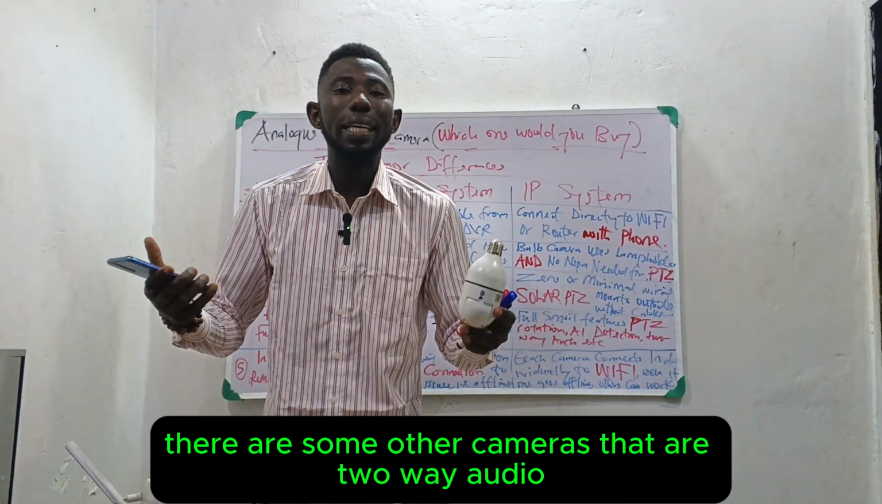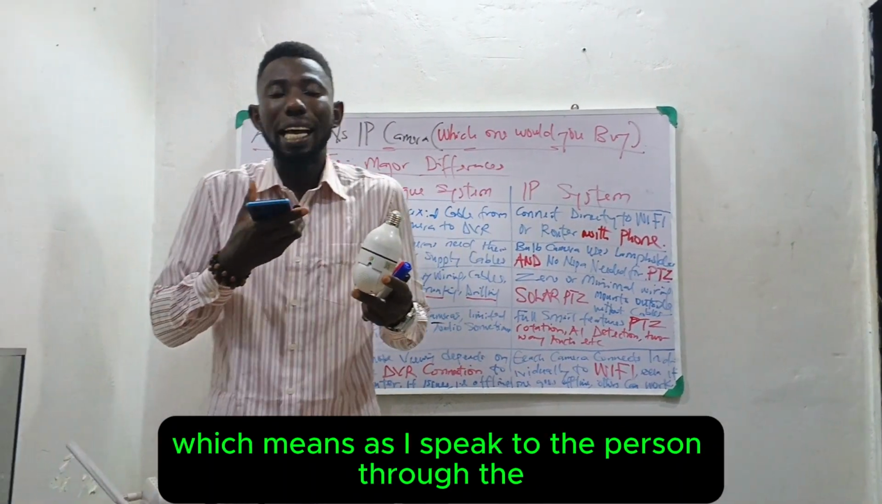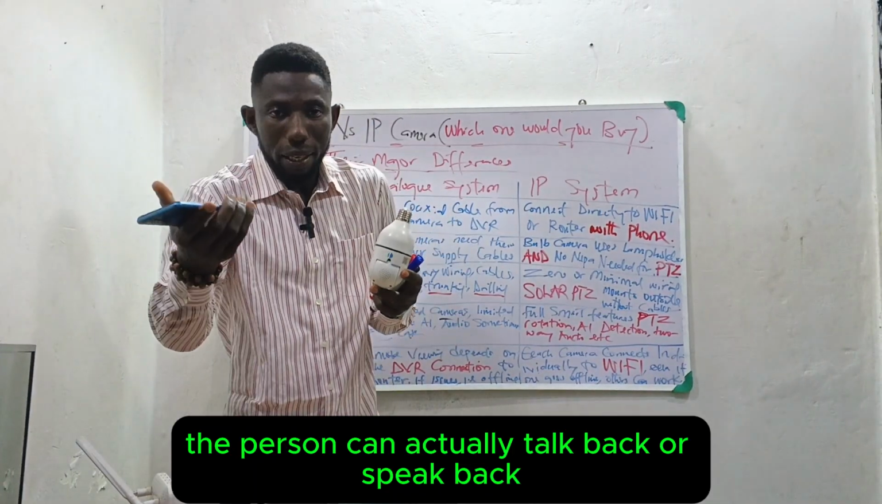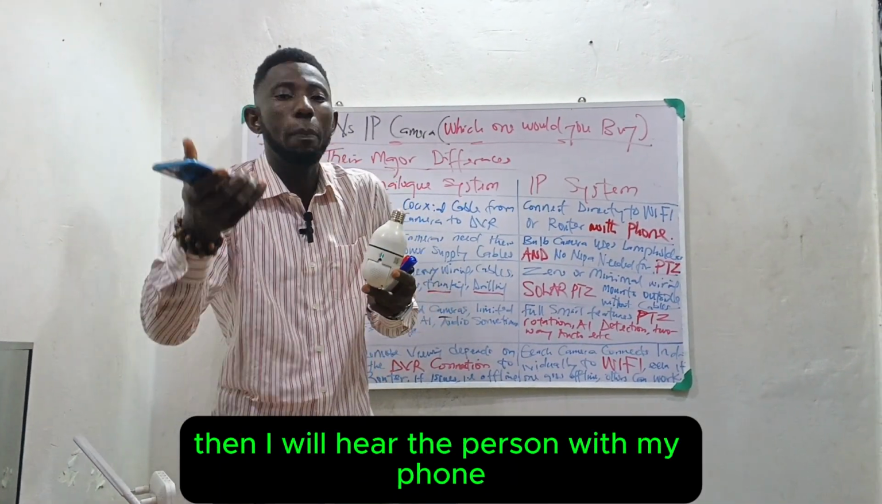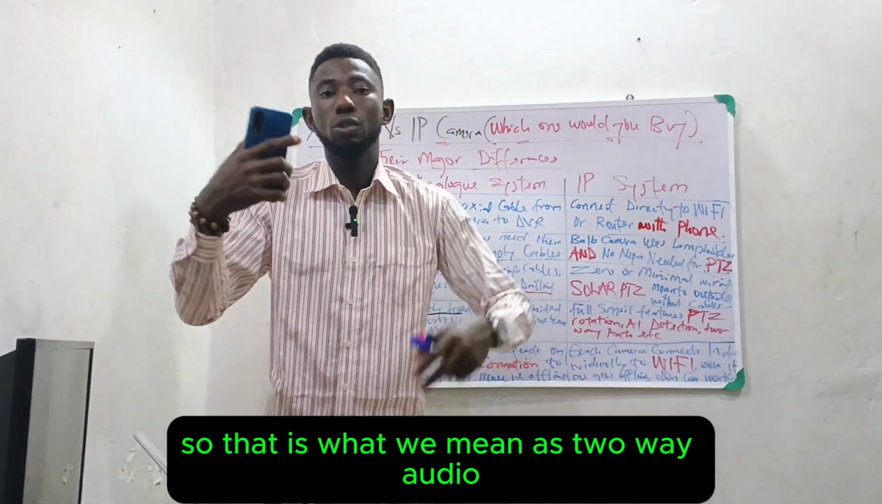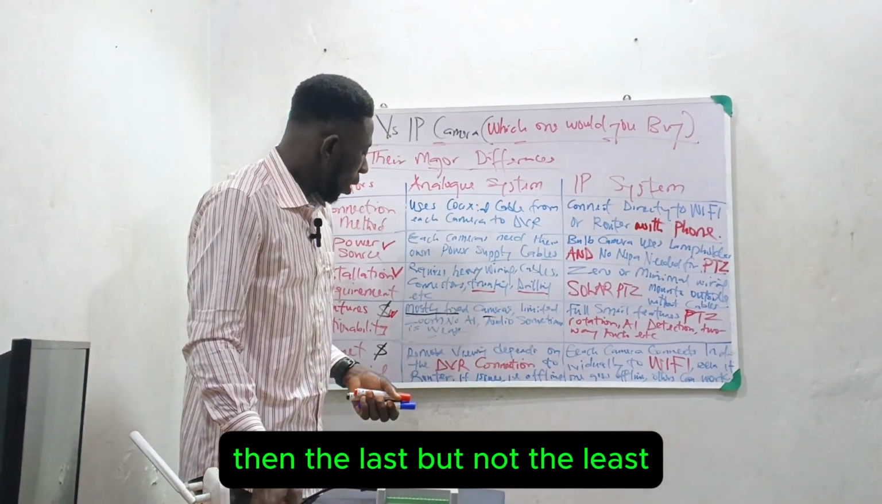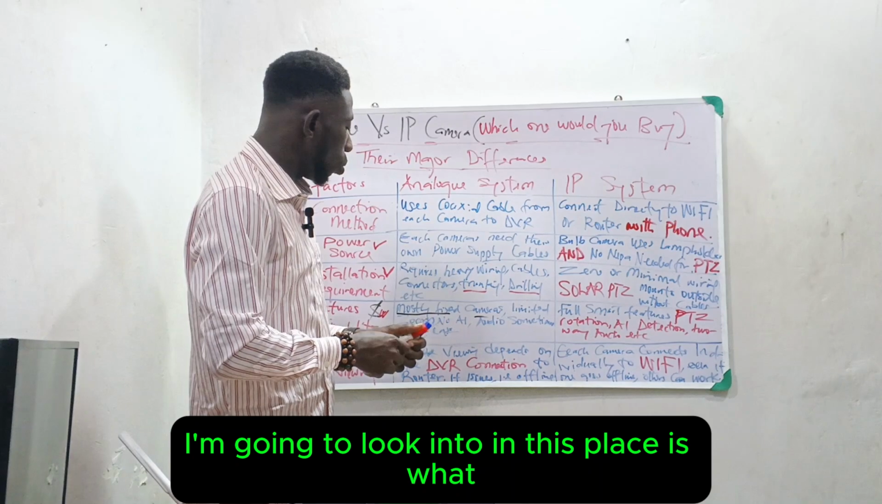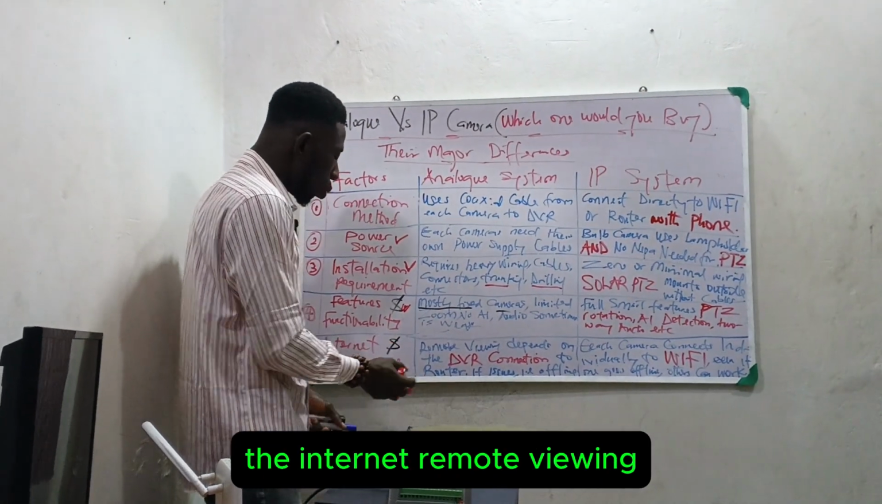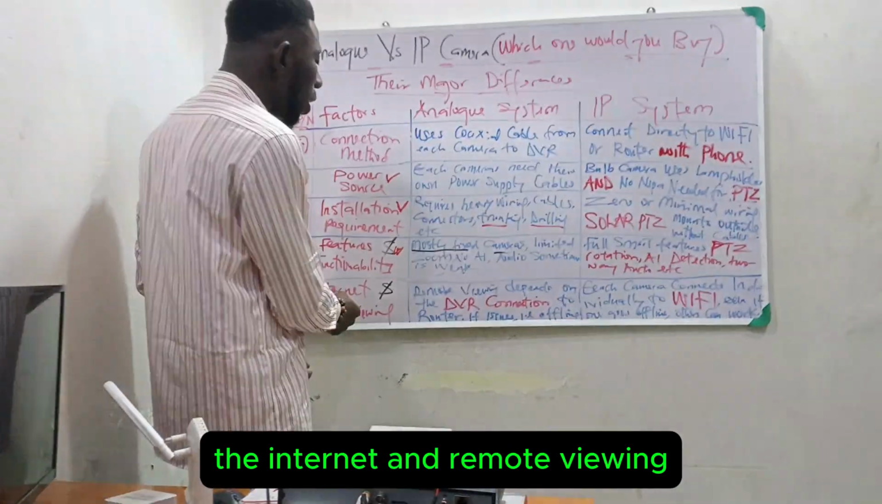There are some other cameras that are two-way audio, which means as I speak to the person through my phone to the camera, the person can really talk back or speak back. Then I will hear the person with my phone through the camera. So that is what we mean as two-way audio. Then the last but not the least I'm going to look into in this place is what? The internet and remote viewing.